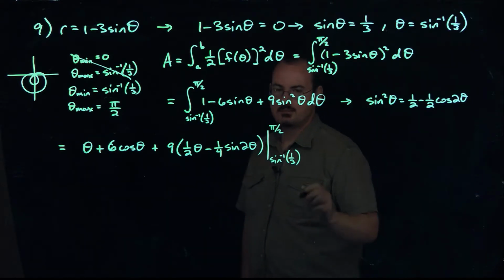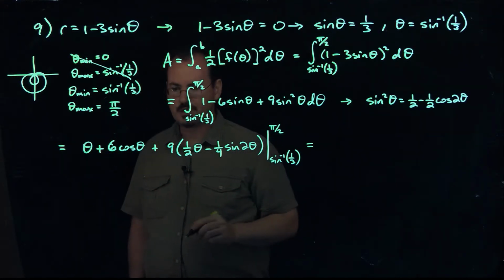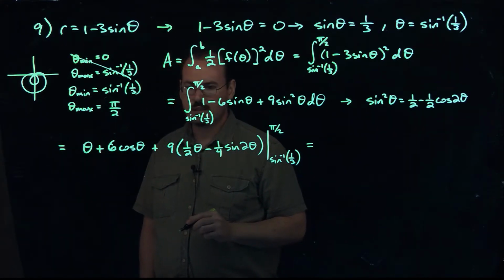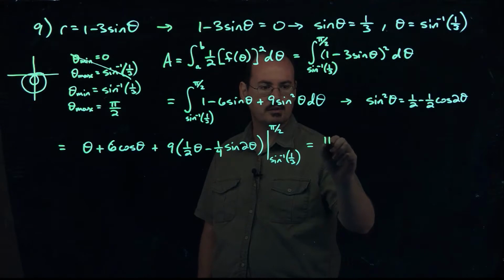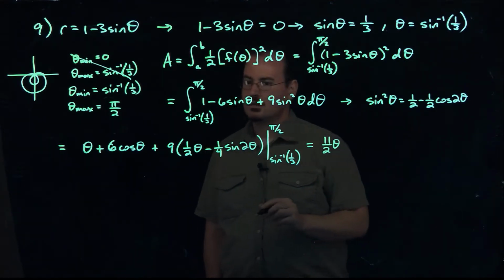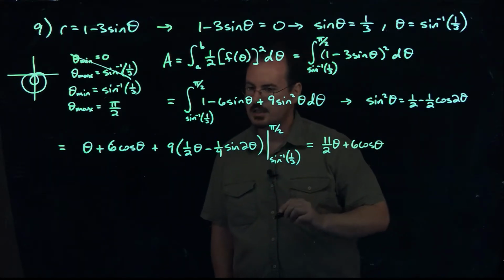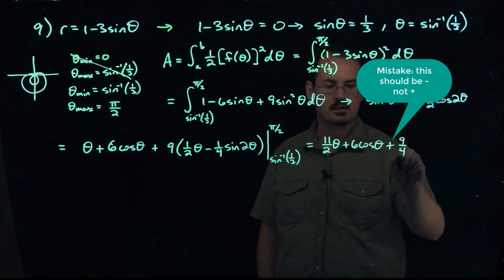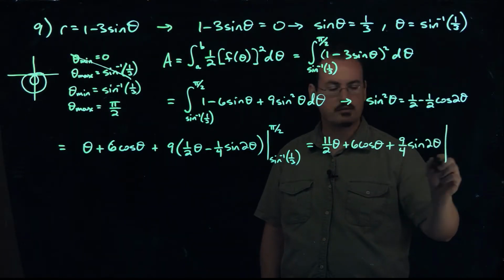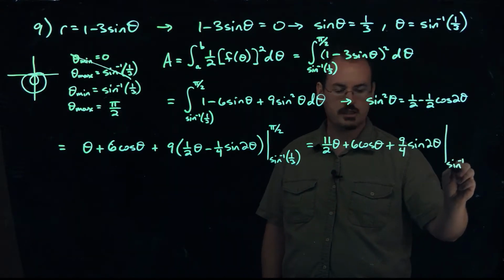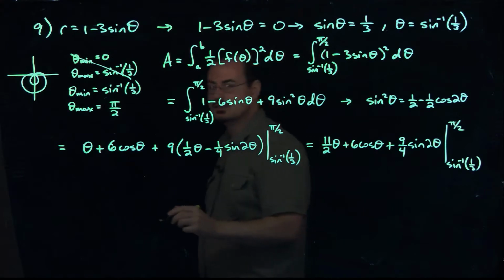Okay, so let's go ahead and combine some of our like terms here. We've got two constant terms, so 9/2 plus 1, that's going to be 11 over 2, right? So 11 over 2 theta. We've got a 6 cosine theta, and this 9/4 sine 2 theta. And we're evaluating this from the same bounds, inverse sine of 1/3 and pi over 2. Okay, so next thing, just plug these things in.